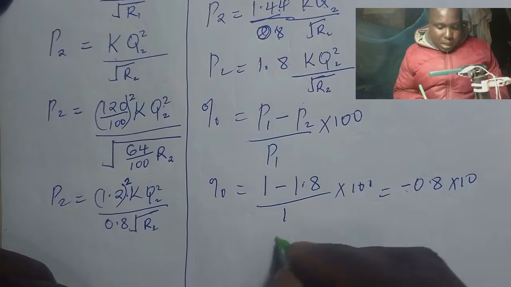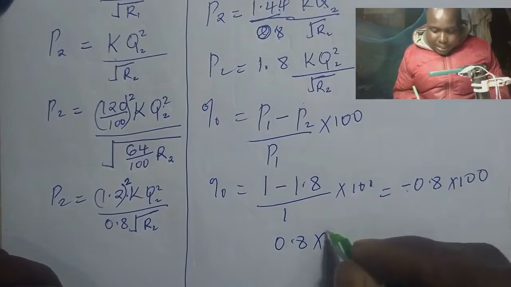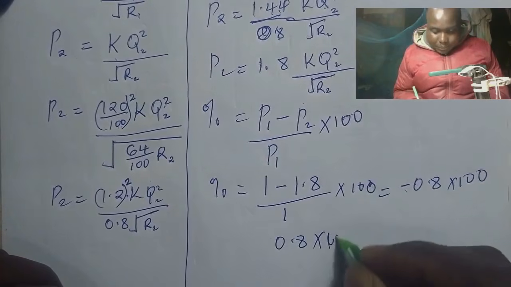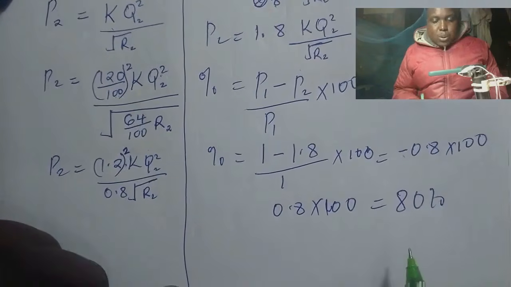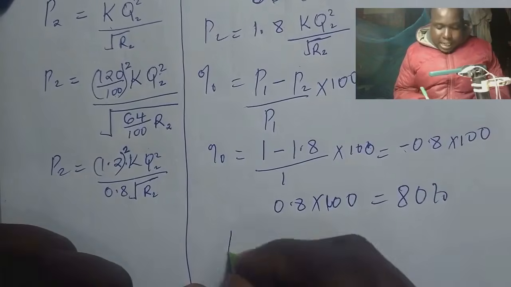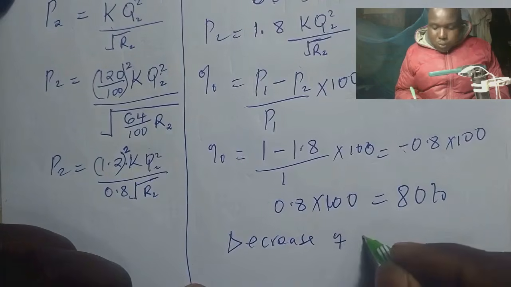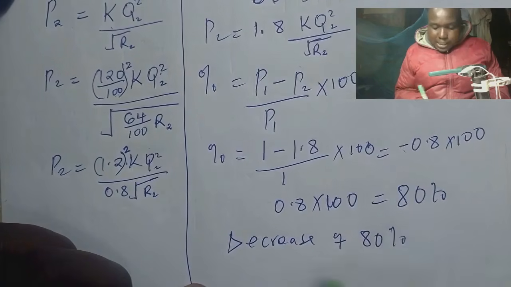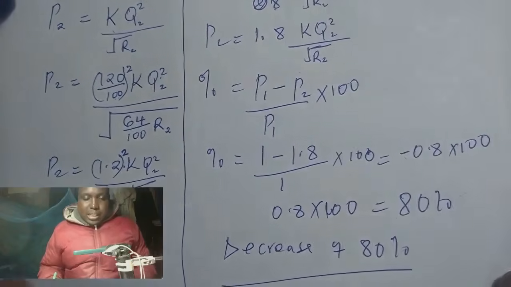So we are going to have 0.8 times 100, and that one will give you 80%. So because it was negative, then you say a decrease of 80%. You don't write negative 80. No, you write it as a decrease.